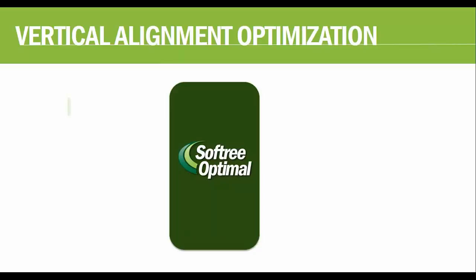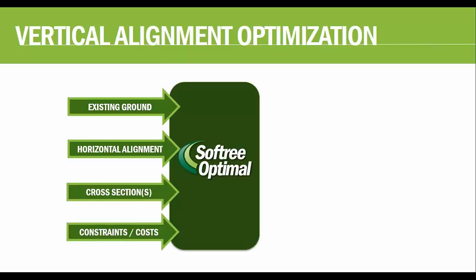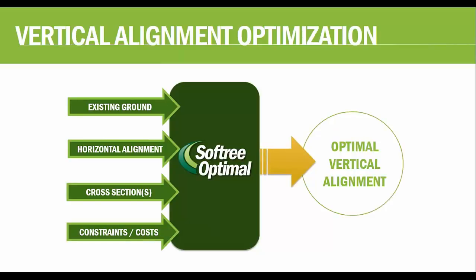So what does this look like in a little bit more detail? You're going to add in your existing ground and surfaces. You're going to bring in a horizontal alignment, some details about what your cross sections look like, as well as any constraints and costs that you have. And then what Softree Optimal does is it will give you the lowest cost vertical alignment possible every single time. And it does this often in a matter of minutes.